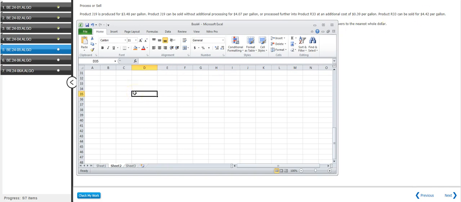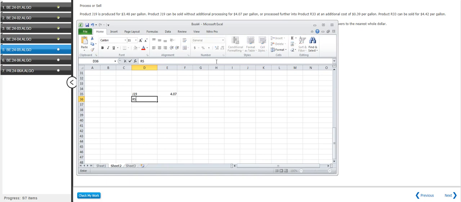So what I'm going to do is look at the total revenue I'll get from J19. There are multiple ways to do this. You can think of your own way and see if it works out. J19 is being produced for $3.48, but that doesn't matter, that's a sunk cost because it's already cost us that money. We can't get that back. We're already at J19. We're just deciding whether we want to stay at J19 or go to R33. J19 could be sold for $4.07 per gallon.